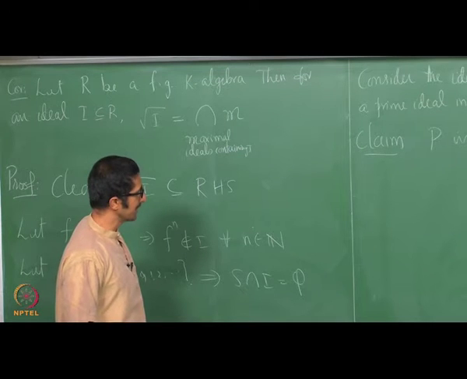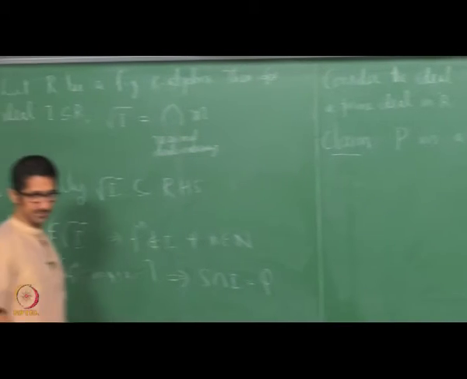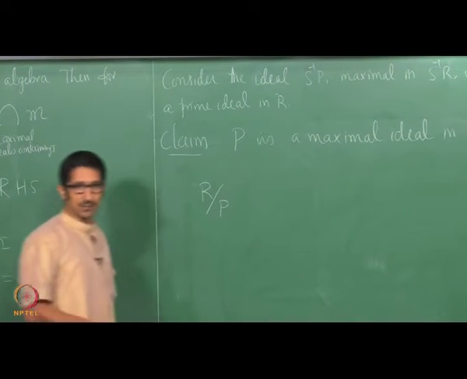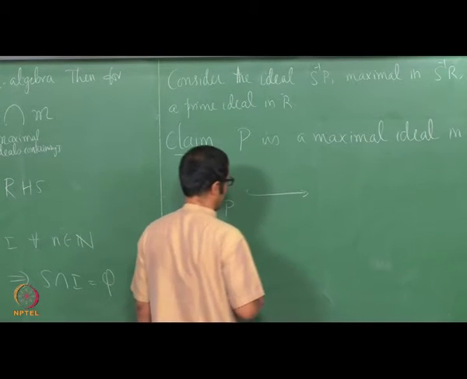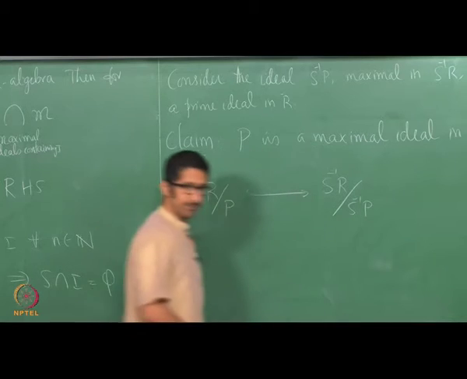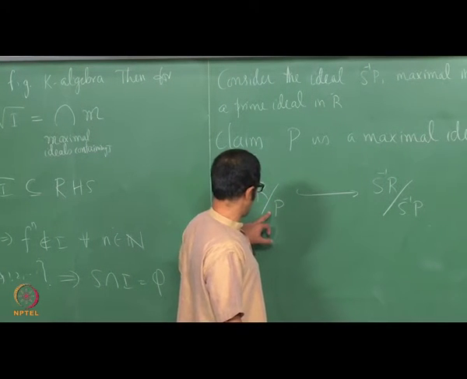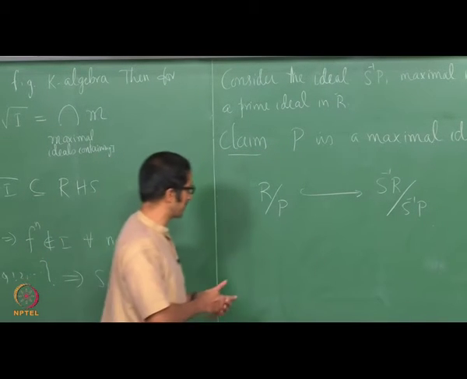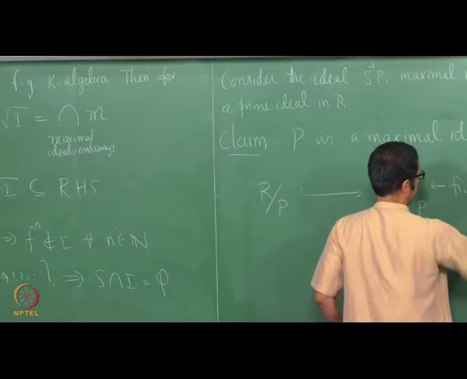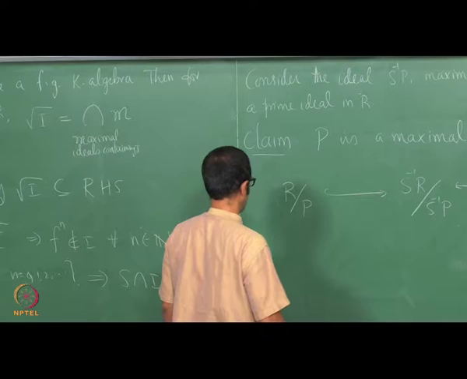Now how do I do this? I basically want to show that R mod P is a field. Now look at this R mod P. See, this is certainly an integral domain. So I have an injection from here to S inverse R mod S inverse P, right. R mod P injects into S inverse R mod S inverse P, because R mod P is an integral domain. So therefore I have this extension. Now this is a field, K.